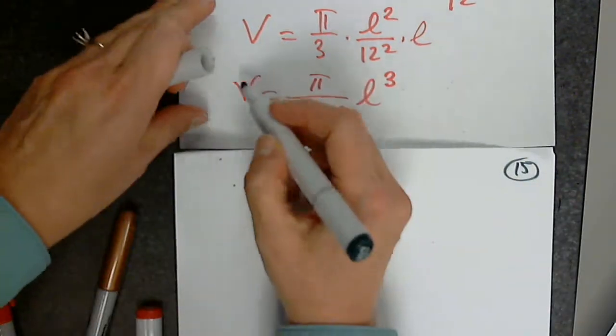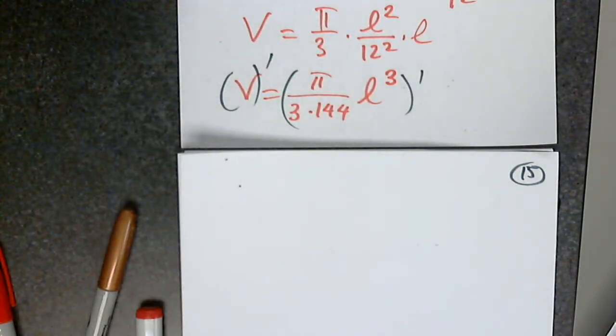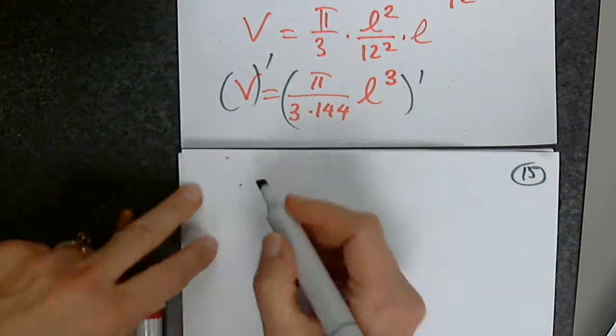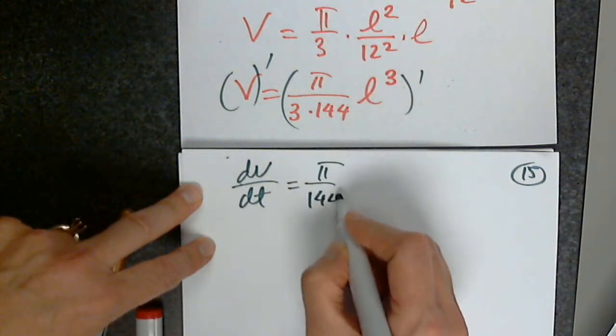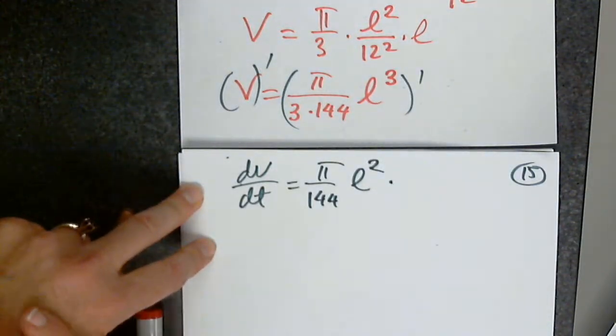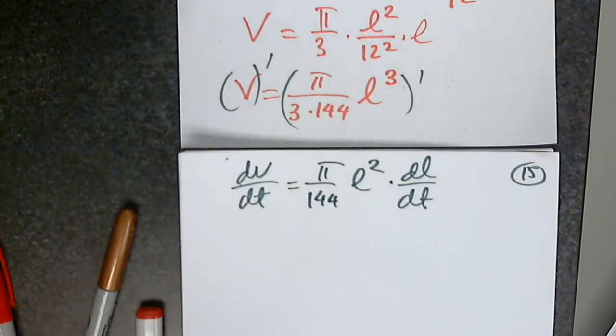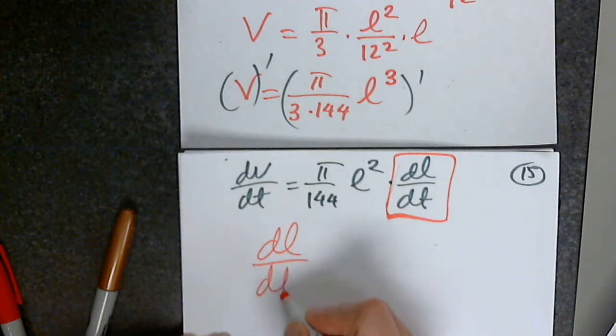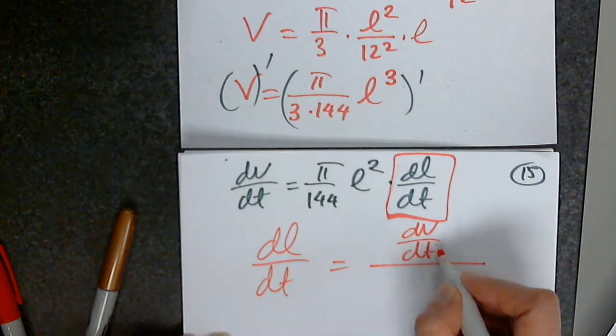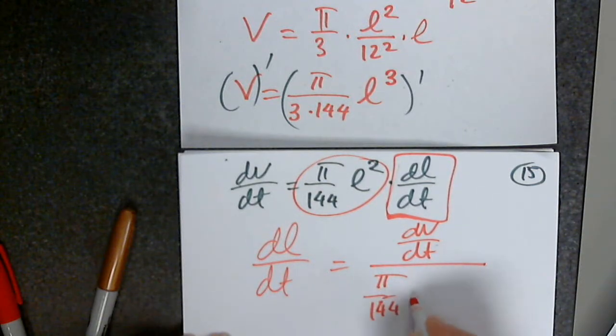Very good. So let's differentiate both sides. The left-hand side, please. Very good. Don't bother with the numbers. I just need to bring 3 and I'll simplify it. L squared times. Very good. What is my variable? What am I after here? So dL over dt is dV over dt over this whole thing, pi over 144 times L squared.